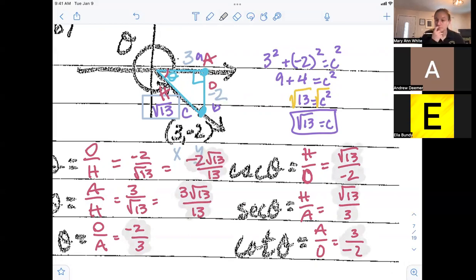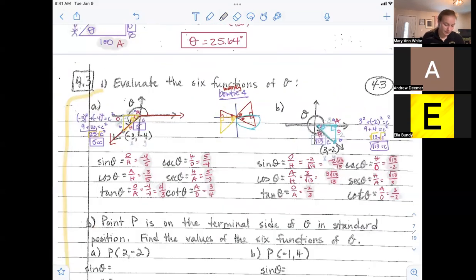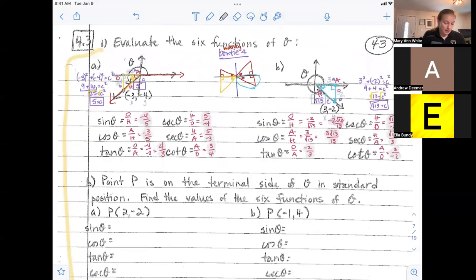Okay. The next two problems are just like this. The only difference is the picture is not drawn, so we have to draw ourselves a picture. In the first A and B, it was labeled for us. Now it's describing the same thing. It says point P is on the terminal side of theta in a standard position. Find the values of the 6 functions of theta. Oh, why did I call that O? I'm so sorry. Theta, theta, theta.